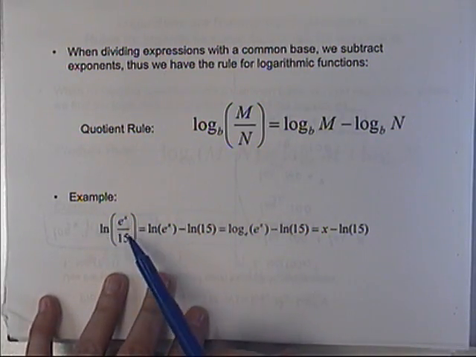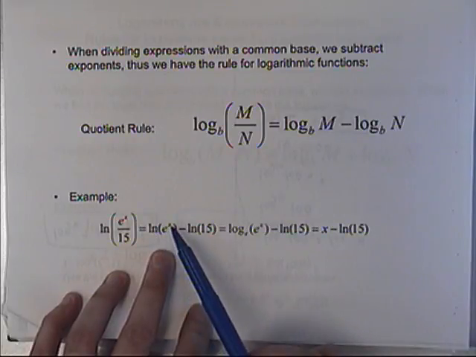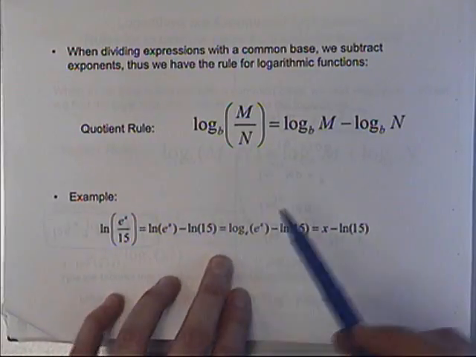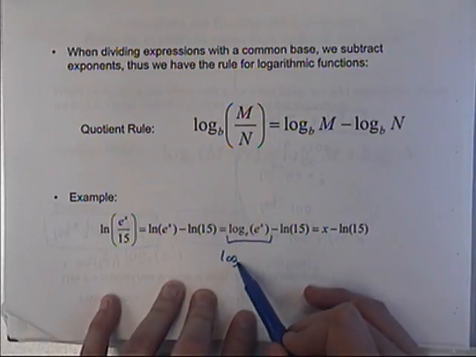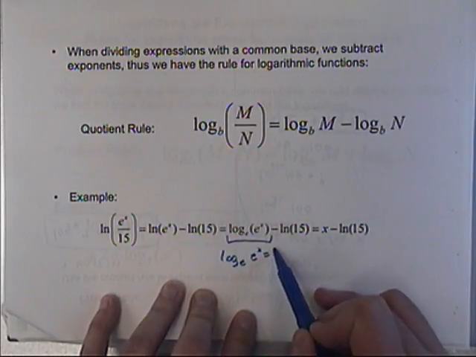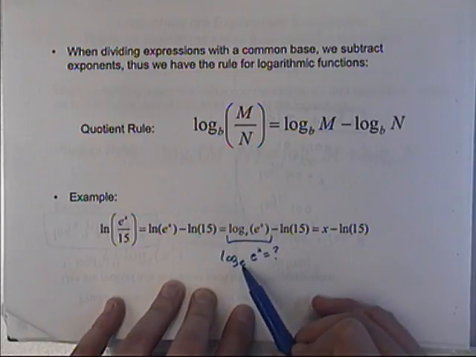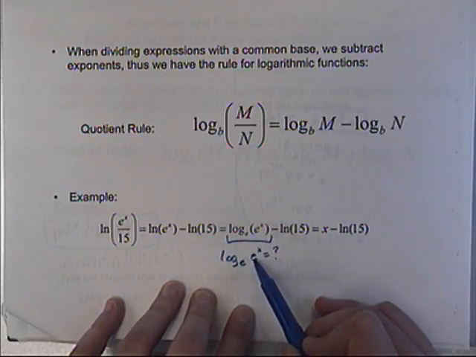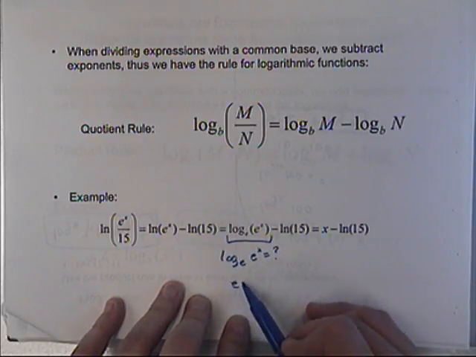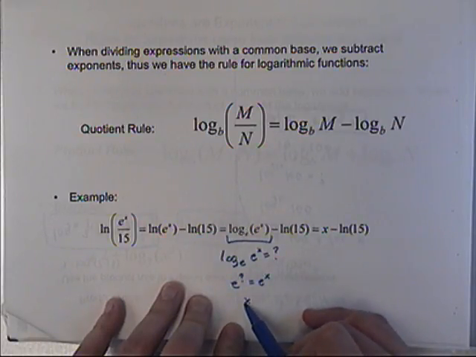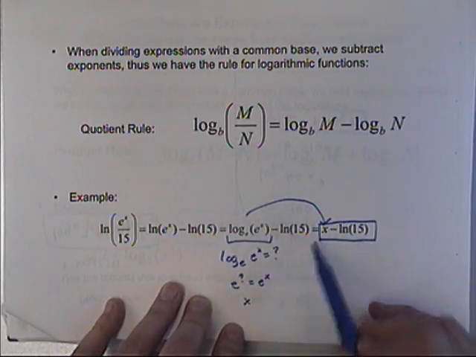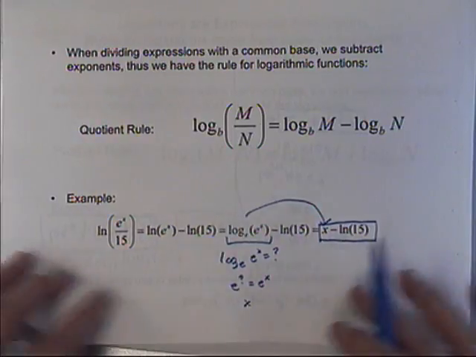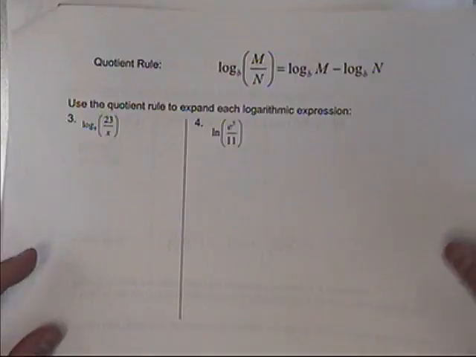Natural log of e to the x over 15 is the same as natural log of e to the x minus natural log of 15. And again, this one right here, you could say, what is this equal to? Now, the reason I know that that's going to work is because this base is the same as this base, so there's going to be something going on here. So in exponential form, that would be e to what power equals e to the x, obviously x. So I took this and replaced it with x for my final answer, x minus natural log of 15. So here's a couple of examples of that.